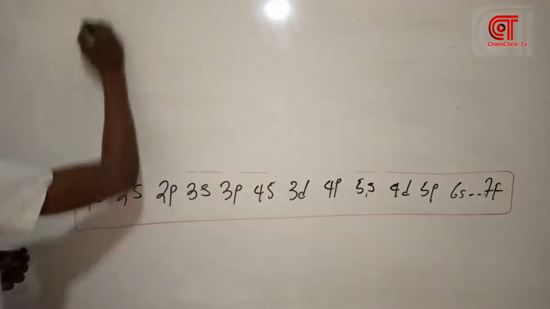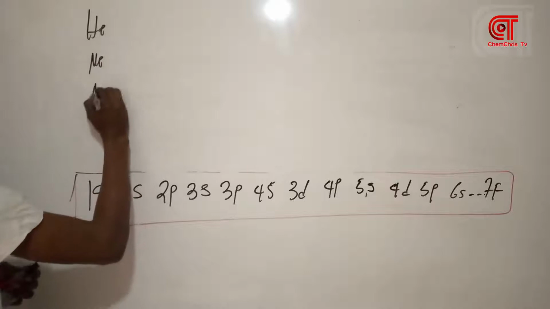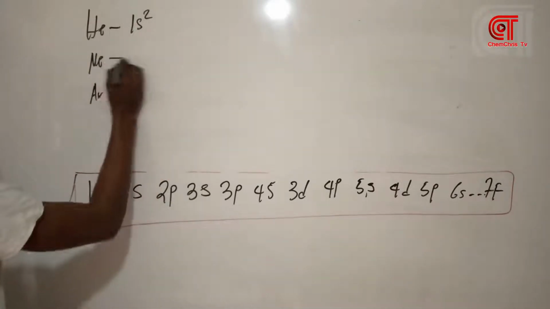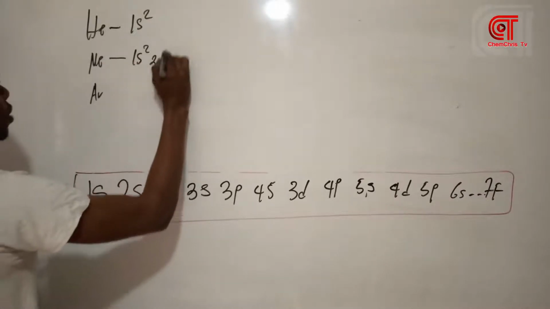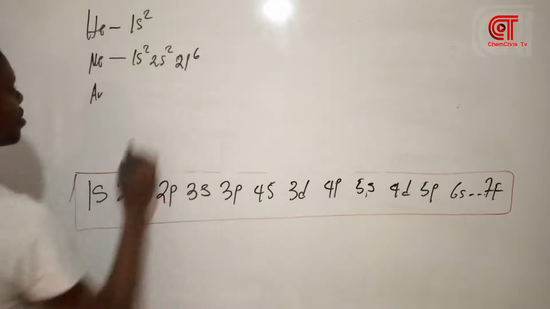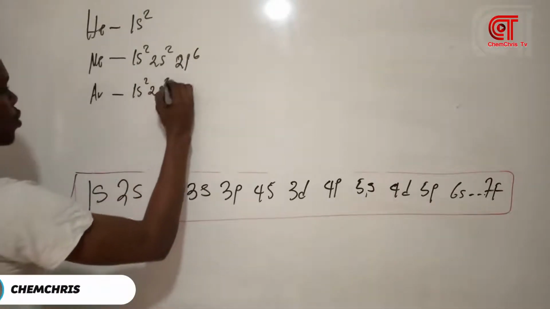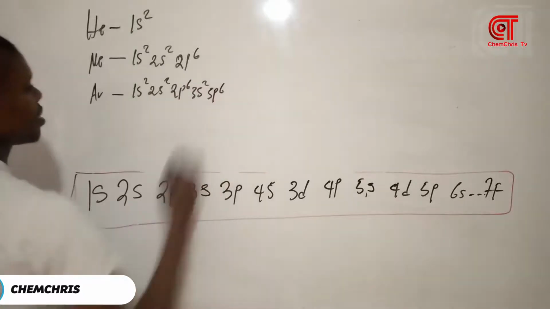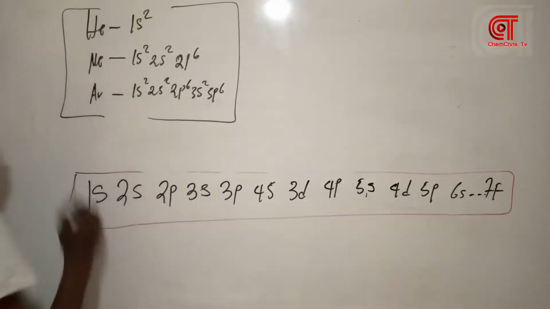So what are the noble gases? The noble gases are helium, neon, and argon. Helium is 1s2. Neon is 1s2, 2s2, 2p6. Argon is 1s2, 2s2, 2p6, 3s2, 3p6. So now we are going to use these to write electronic configuration.